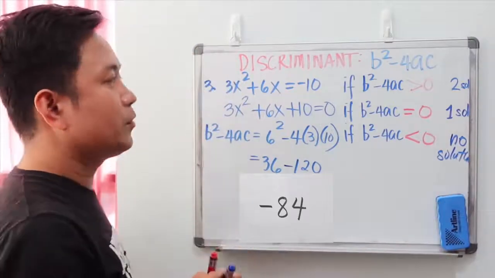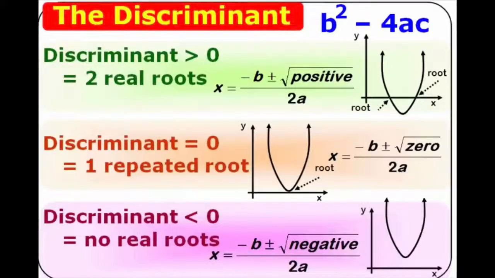Again, if the discriminant is positive, we have two solutions. If the discriminant is 0, we have one solution. And if the discriminant is negative, that means we have no real solution.